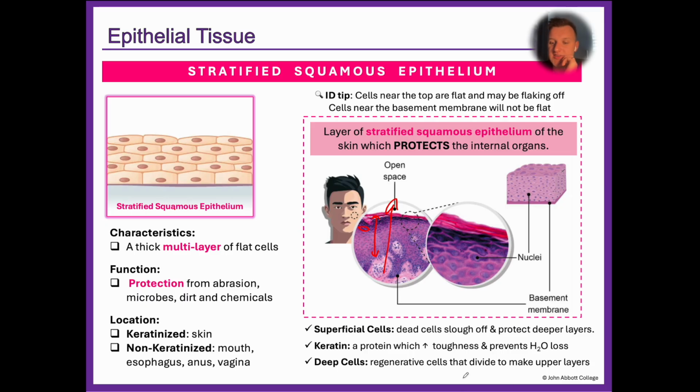The deeper cells, as I said, I don't really care too much about them, but at the bottom here, you have this layer of regenerative cells. These newer cells, we're going to see in the skin lecture, are at the bottom and they will divide and make up the newer cells that are on top. And all of these cells migrate to the top until they die up here. And we'll talk about why that is.